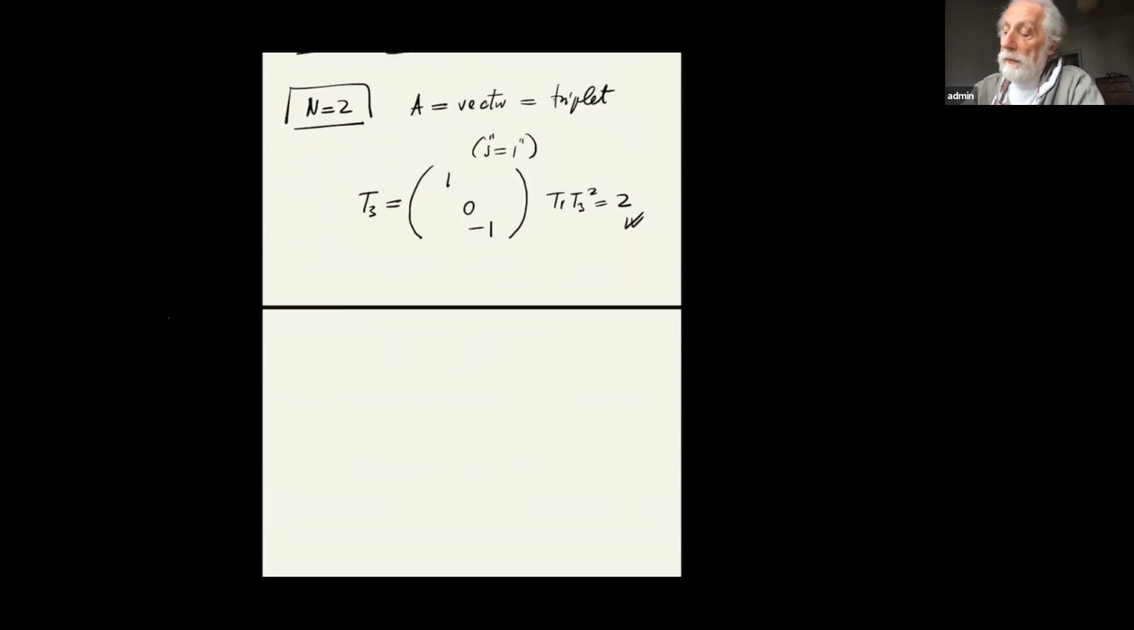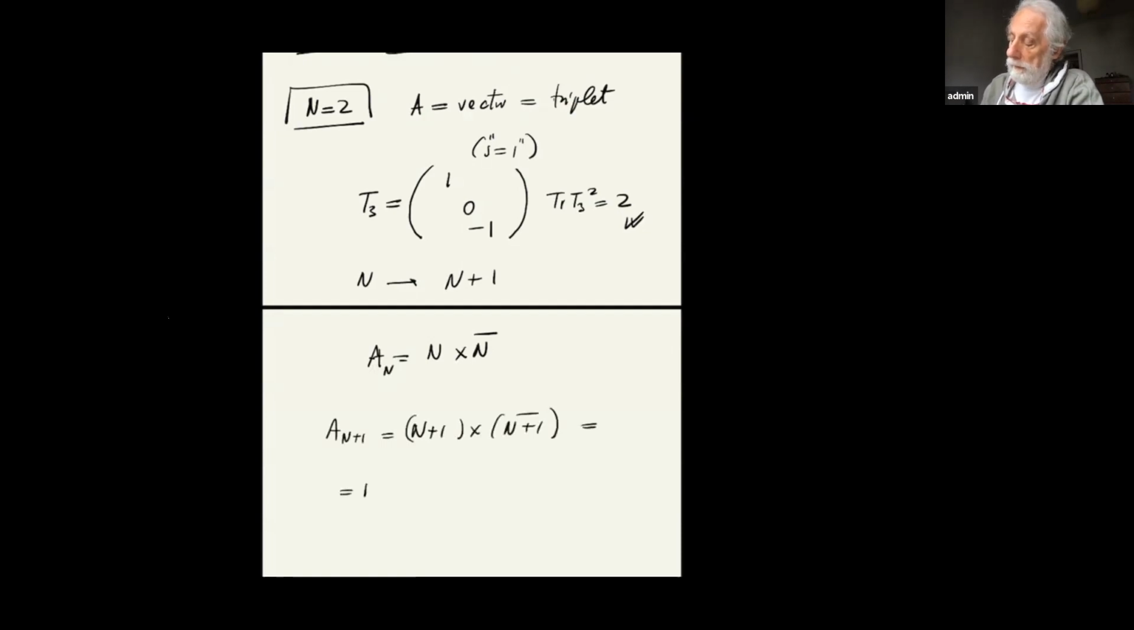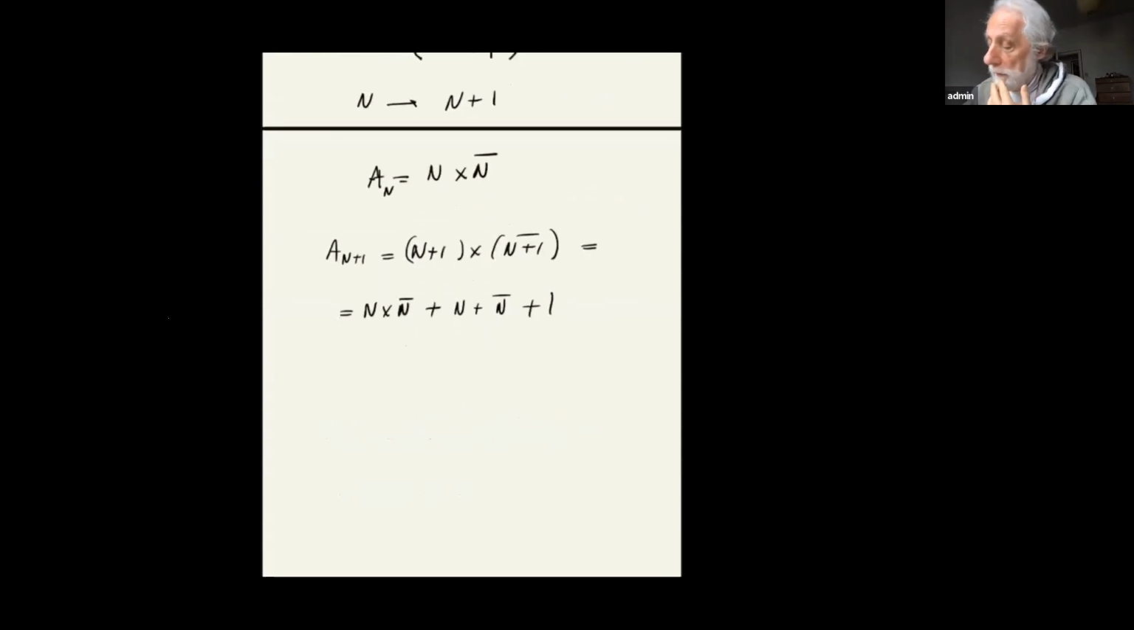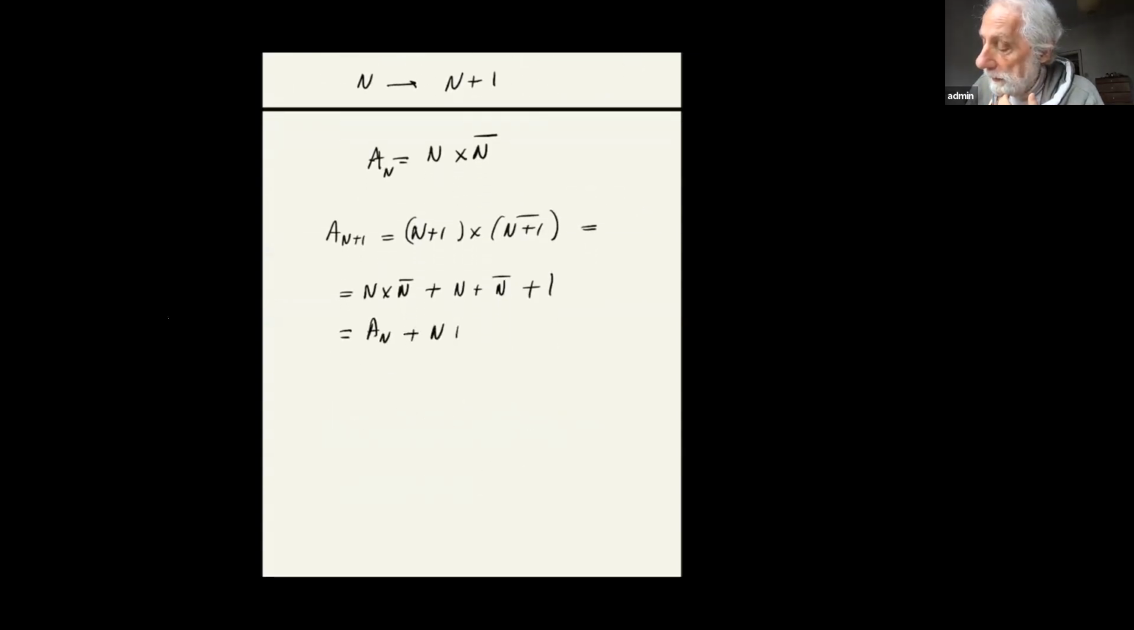So induction means that now I assume it's n, and I go from n to n plus 1. Now, what is the adjoint? Adjoint is n times n bar. That's what we said. The non-singlet part. So this is adjoint in n. What is the adjoint in n plus 1 group? It's n plus 1 times n bar plus 1. This is n times n bar plus n plus n bar plus 1. This is a fundamental, remember? This is anti-fundamental. And this is a singlet. This is trivial. You can forget about it.